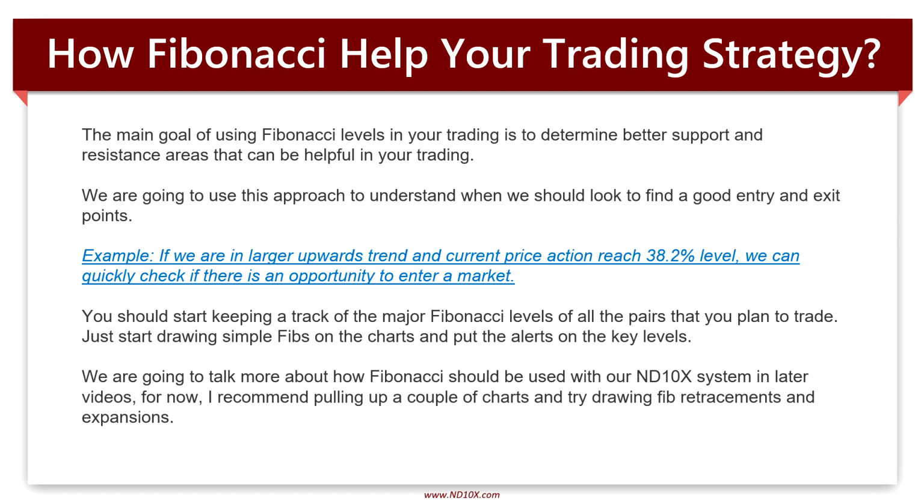So just check if, for example, we have some sort of a formation that would allow you a continuation, like a flag or a triangle. If not, fine. But in most cases, you will find something interesting, something that will allow you to go and enter the trade. You should start keeping track of the major Fibonacci levels of all the pairs that you plan to trade. Just draw simple Fibs on the chart and put alerts on the key levels. So draw Fibonacci retracement or expansion, and put the alert on them so you just get aware if something happened.